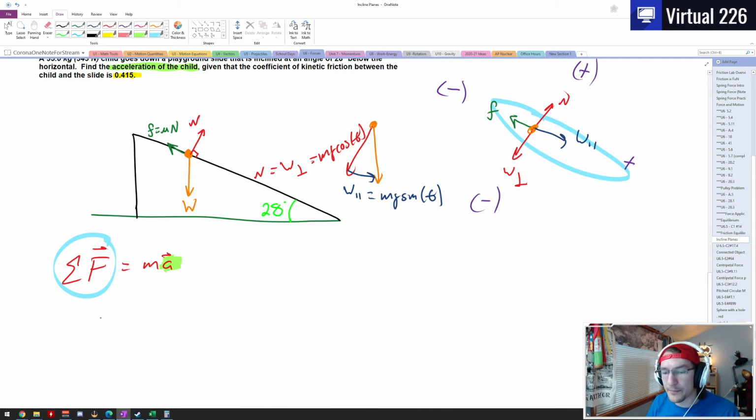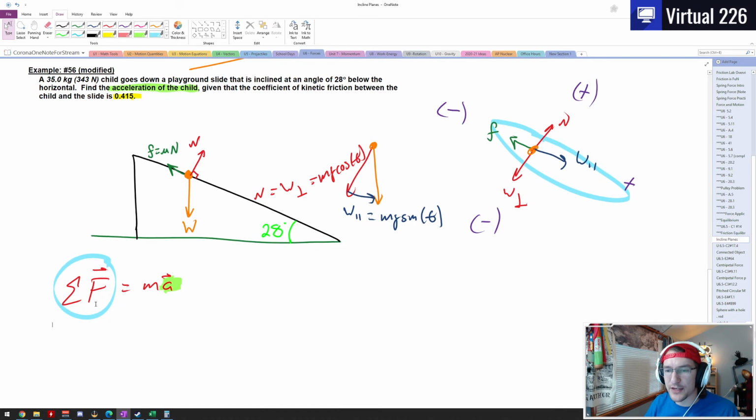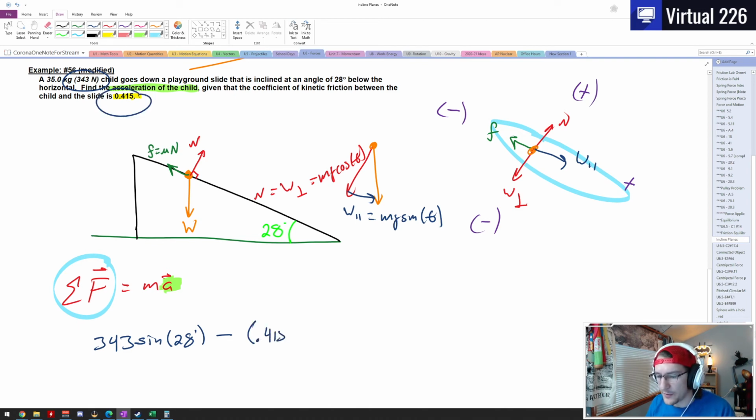We've got the weight parallel, which is mg sine theta. So mg is actually given to us in the problem. It's 343, guilty spark for you Master Chief fans out there. So our weight here is 343 times the sine of theta, 28 degrees. And that will be minus the force of friction. We know friction is mu times n. And we actually know the value of mu. It's 0.415. So this is mu and then n.